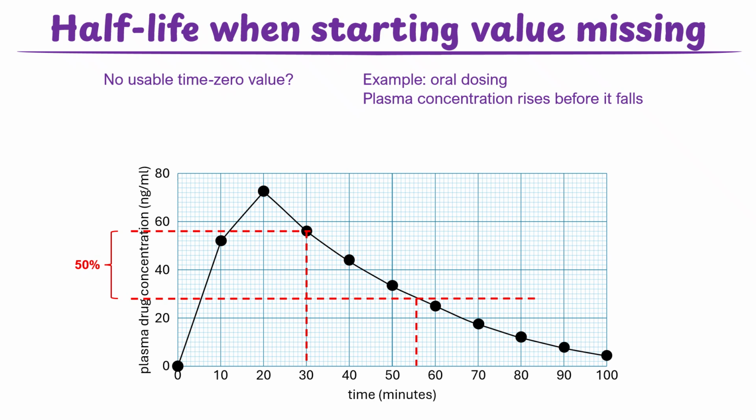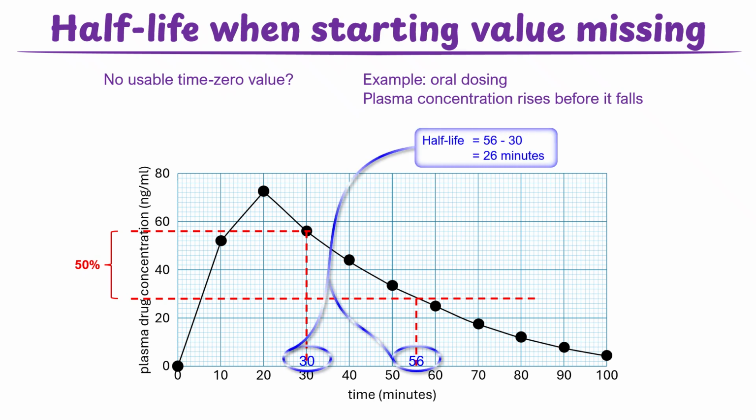In this example, the first time point is 30 minutes and the second is 56 minutes. So the half-life is 56 minus 30, which is 26 minutes. The key point is that half-life does not have to be measured from time 0. It can be measured over any falling part of the curve, as long as we measure the time taken for the concentration to fall by 50%.